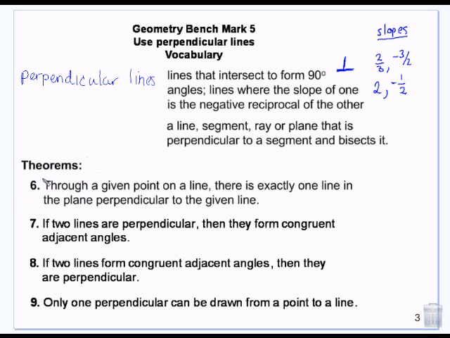Okay, a perpendicular bisector is a line, a segment, a ray, or a plane that is perpendicular to a segment. It has to be a segment because you can't bisect a line or a plane or a ray, because you can't cut those in half because they don't have length, because they're infinite. So it has to be a segment. So it's perpendicular to a segment and it bisects it. So it's perpendicular and cuts in half.